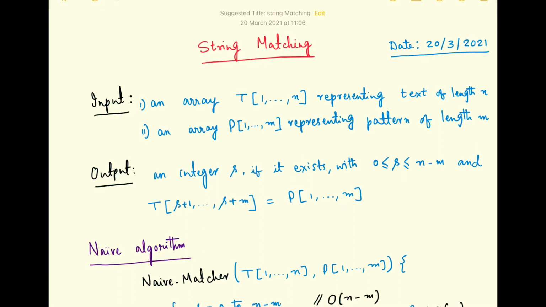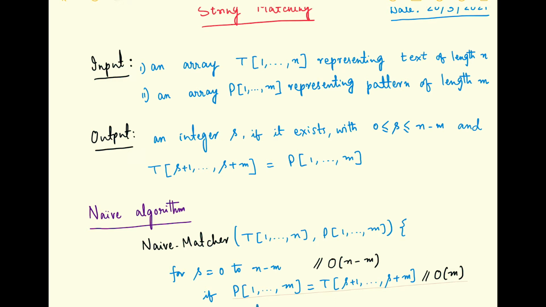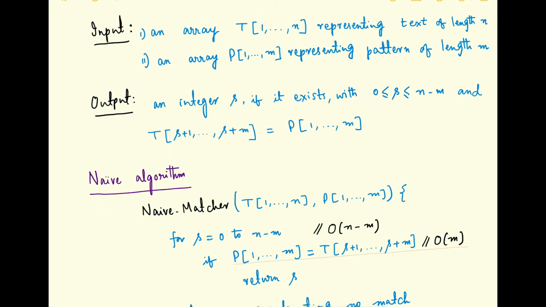In this lecture, we will study string matching algorithms. So, what is the input? The input is an array T of length n, which is the text, and we are also given a pattern P of length m, and we need to find if this pattern P is present in the text T or not. So, what do you mean by present? That means there exists an index S such that T[S+1..S+m] is exactly equal to P[1..m]. So, this is a very fundamental problem.